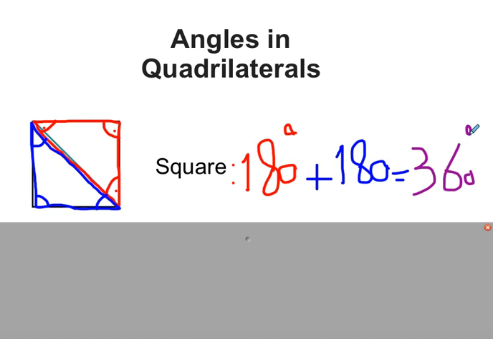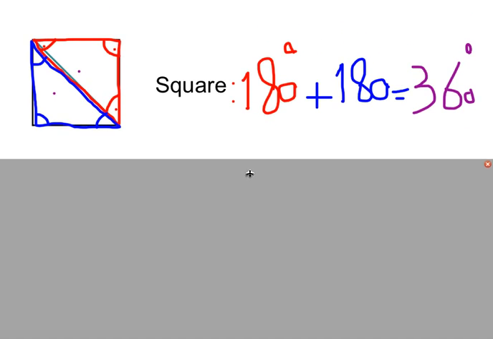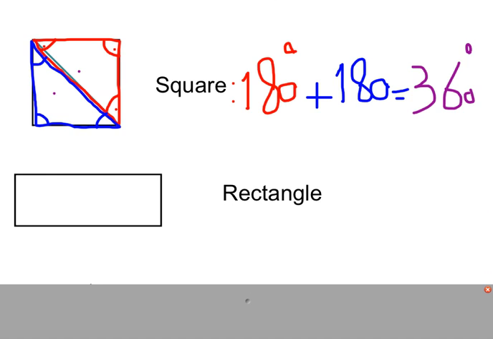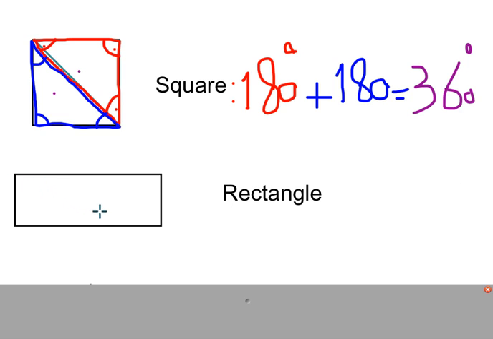Good. Since the square is made up of two triangles and each triangle has 180 degrees, you add them up and you get 360. Let's see if we can apply it to any other quadrilaterals. Let's see if we can apply it to a rectangle. Can we? What do you think? Yes. Check it out. Don't believe me, just watch.